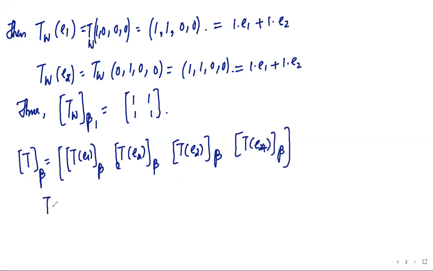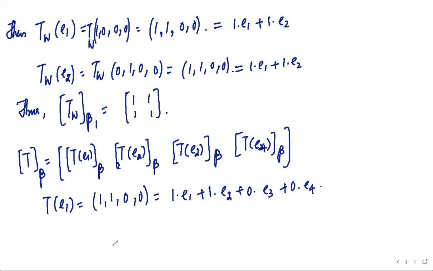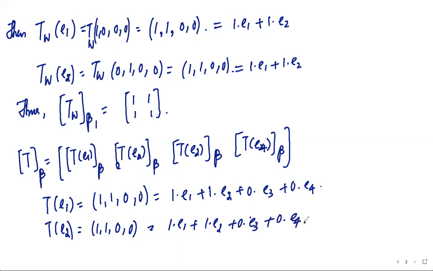So therefore, we evaluate T of E1. Under that linear transformation, this is equal to (1, 1, 0, 0), and this can be written as 1 times E1, plus 1 times E2, plus 0 times E3, plus 0 times E4. Now T of E2 is again equal to (1, 1, 0, 0), so again this is 1 times E1, plus 1 times E2, plus 0 E3, plus 0 E4.